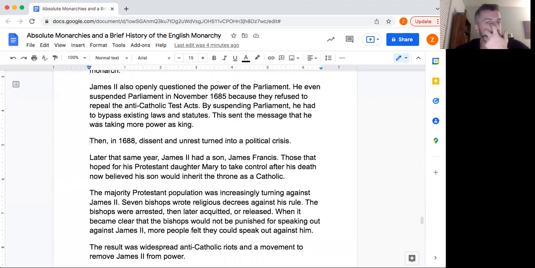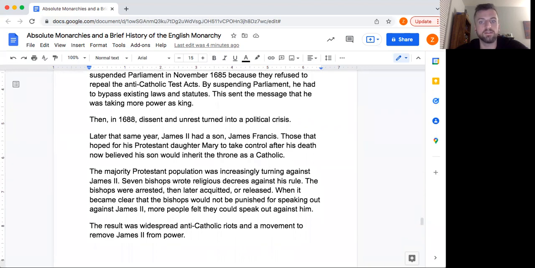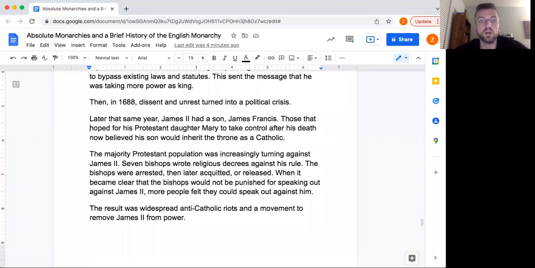Then, in 1688, dissent and unrest turned into a political crisis. Later that same year, James II had a son, James Francis. Those that hoped for his Protestant daughter Mary to take control after his death now believed his son would inherit the throne as a Catholic.